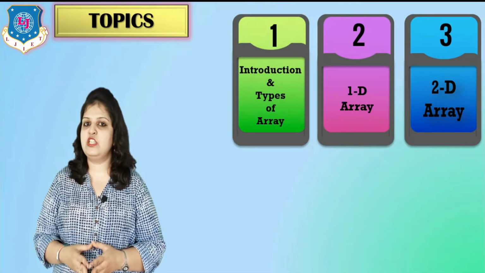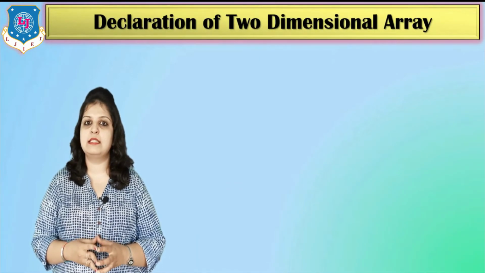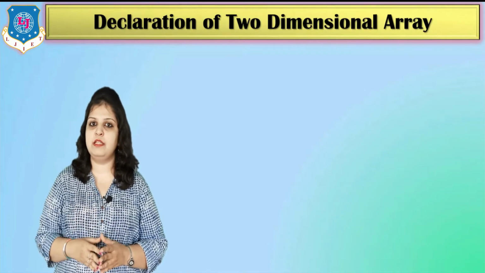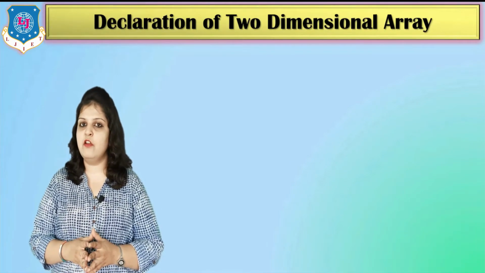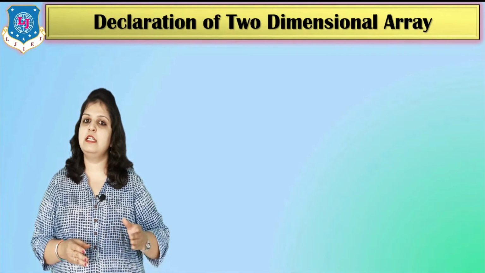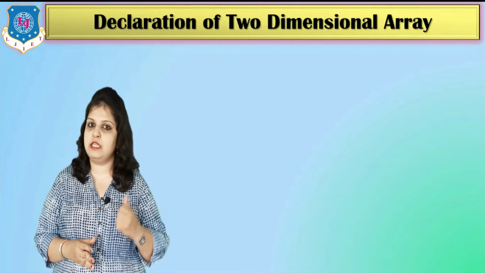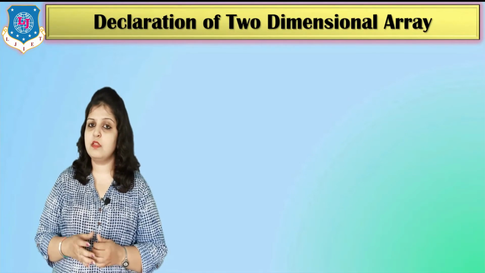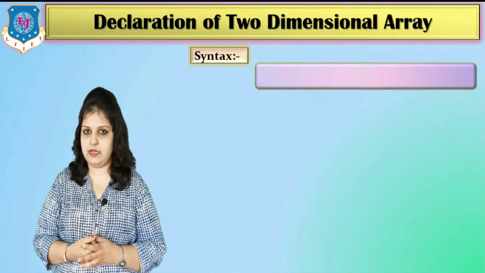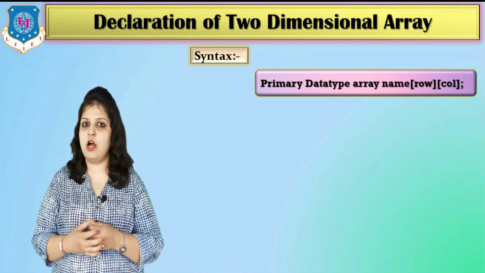When a question is asked in the exam about a two-dimensional array, it is always like: explain declaration, initialization and representation of a 2D array with an appropriate example. The declaration and initialization of a one-dimensional array we have already seen in the previous video. So let's see how we can declare our two-dimensional array. Two-dimensional means in row and column form.